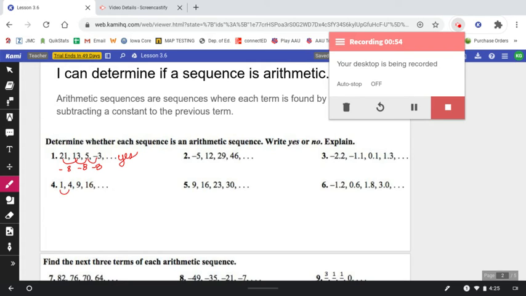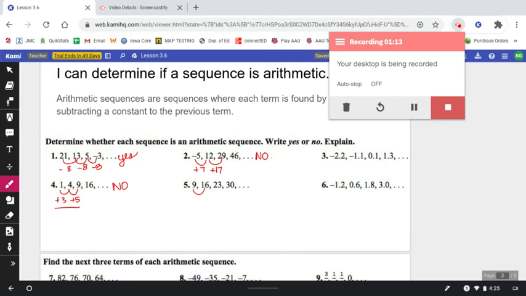Number 4, to go from 1 to 4 is add 3. And from 4 to 5 is add 5. It has to be the same number, so this one is no. On this one, 5 to 12 is plus 7. 12 to 29 is plus 17, so this is a no.